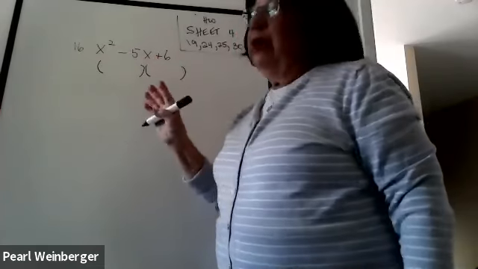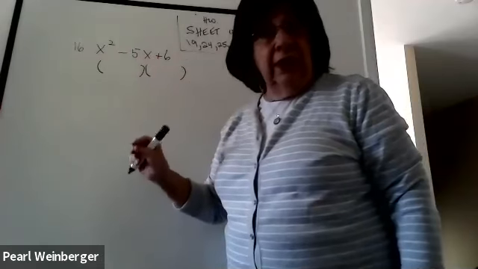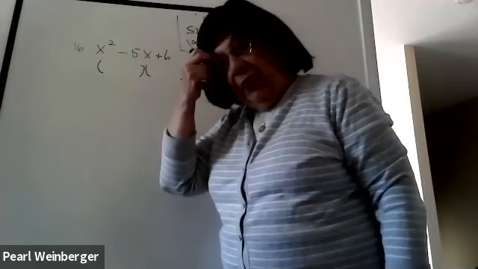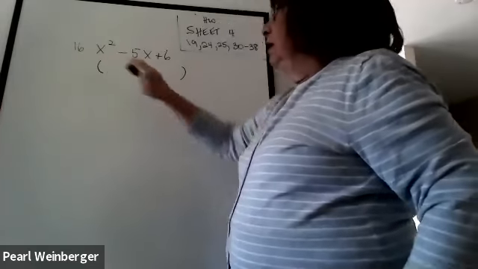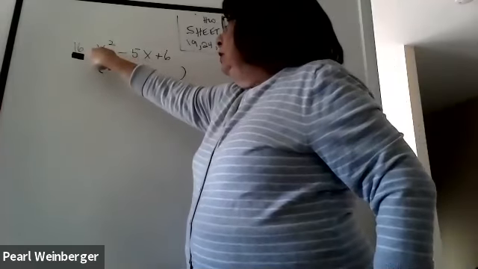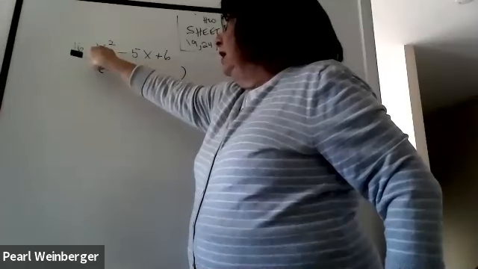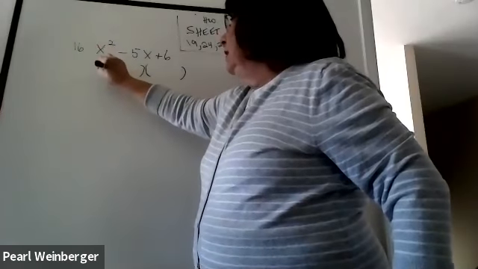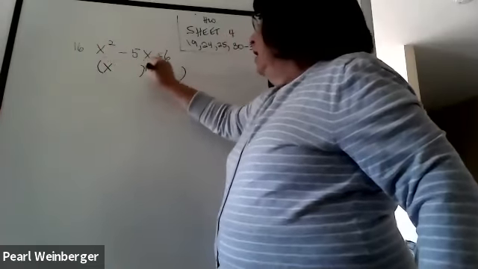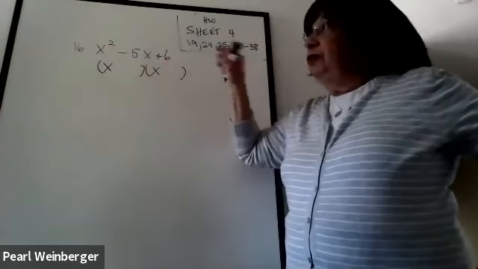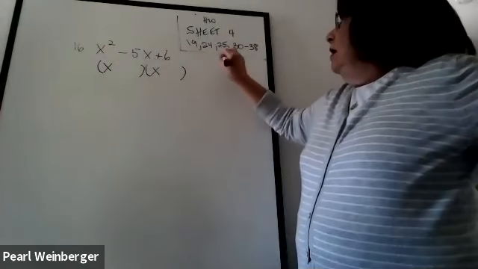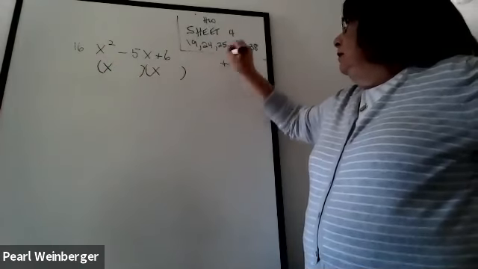Now, you can't always do it. Not every trinomial is factorable, but we do try. What we do is we look at our first term, which in this case is x squared. We break that up into x and x. And then we look at our last term. First, we look at the sign. The sign of the last term is positive.